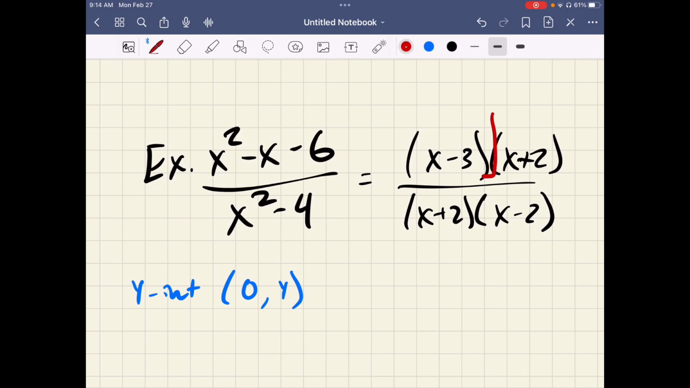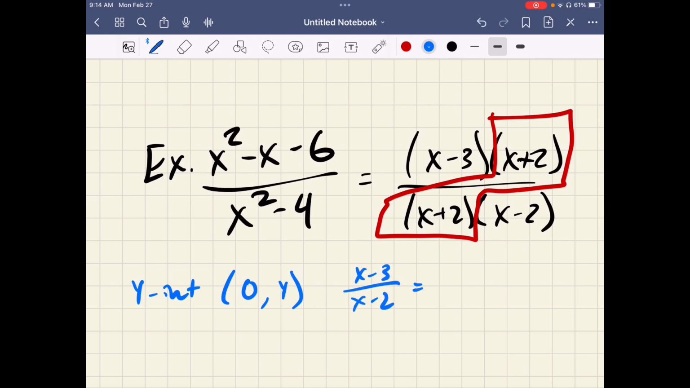So I'm going to plug that in everywhere necessary. Now don't forget, these two terms right here are the same on top and bottom, so that's going to give me my hole or discontinuity. So really the only two terms we need to consider here are x minus 3 and x minus 2. I plug in a 0 to both of those. I got 0 minus 3, 0 minus 2. That's going to give me -3 over -2, which ends up being a positive. So I have a y-intercept of 3 over 2.